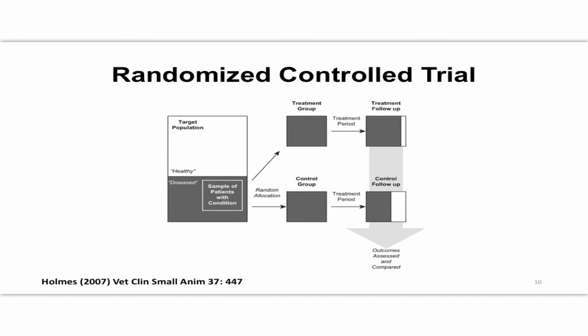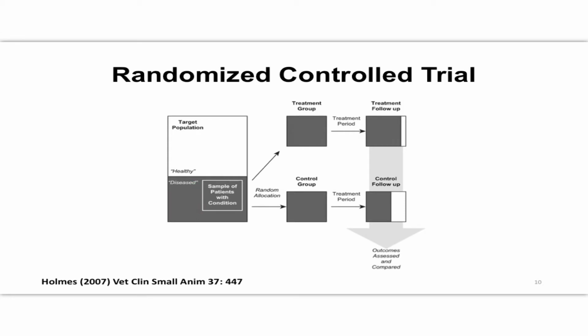Okay, let's take a look at the nuts and bolts of a randomized controlled trial. And so we start out here on the left-hand side, and we see that we have a target population. There's the healthy part of that population and the disease part. Obviously, you start with patients with that disease.